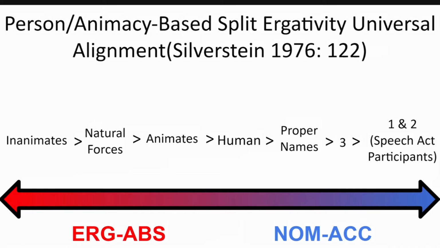In other words, according to Dixon, elements higher on this hierarchy or towards the right end of the spectrum are more likely to be agents, while elements to the lower end of the hierarchy or to the left end of the spectrum are more likely to be patients. Many languages will have different variations on this system, but most will at least roughly fit this hierarchy. Let's take a look at some examples.